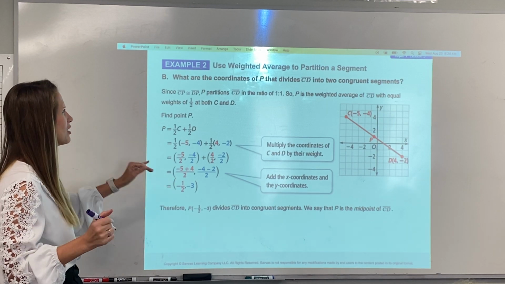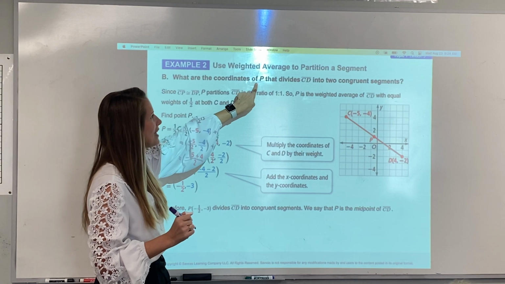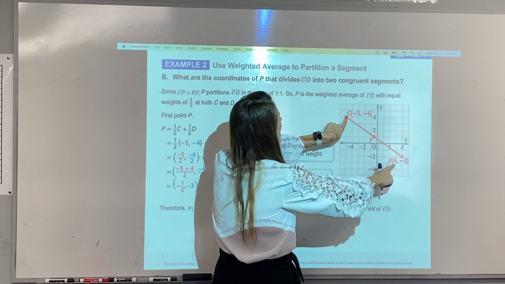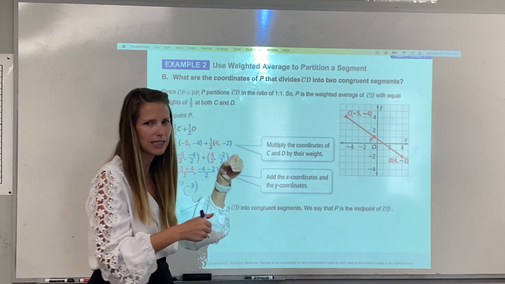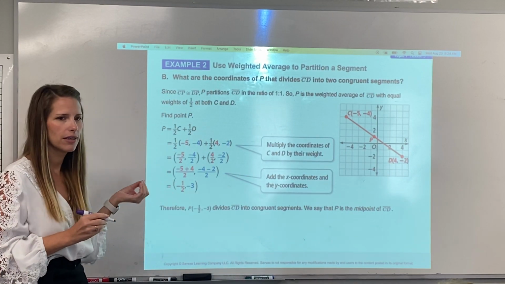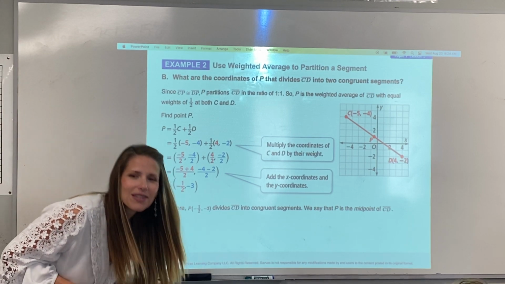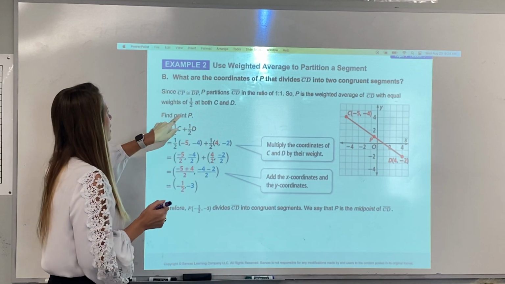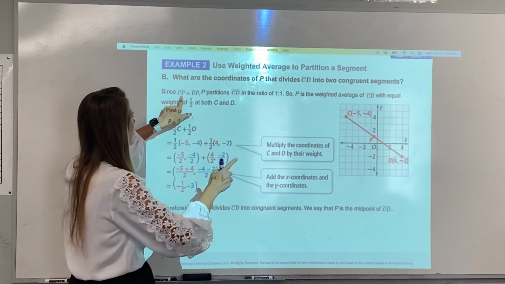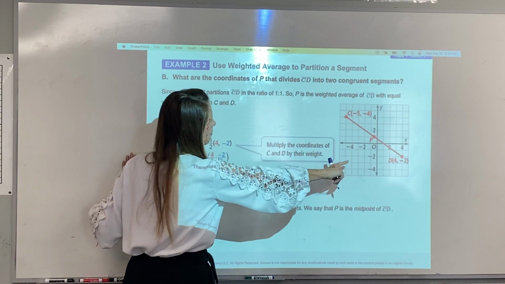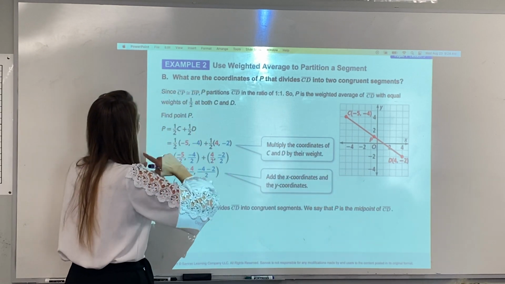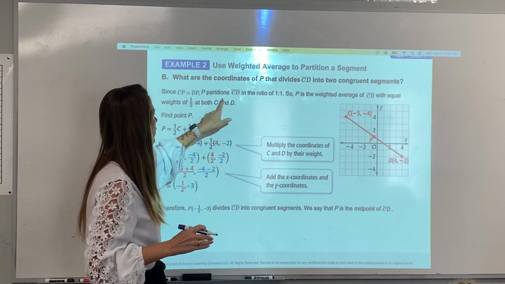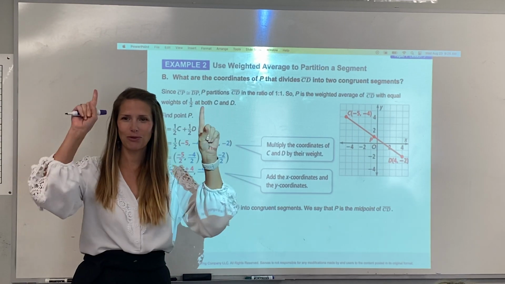Okay, so this is a lot easier, right? What are the coordinates of P that divides the segment CD into two congruent segments? What does congruent mean? Same, similar, equal, equivalent, they're the same distance, okay? Since CP is equivalent to DP, P partitions, breaks up, CD in the ratio of 1 to 1.